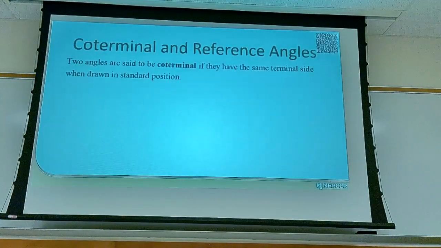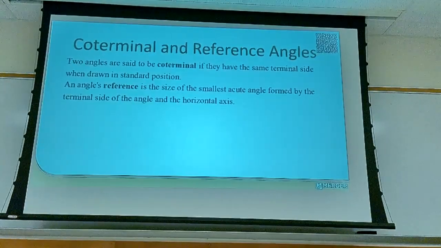Angles are coterminal if they have the same terminal side when drawn in standard position. And an angle's reference angle is the size of the smallest acute angle formed by the terminal side of the angle and the horizontal axis.